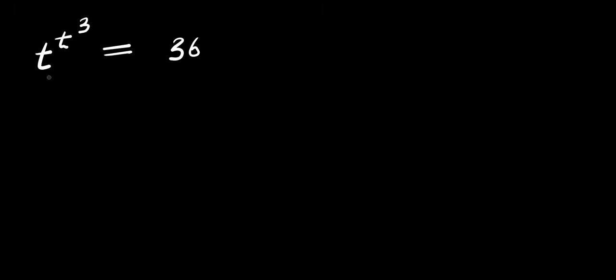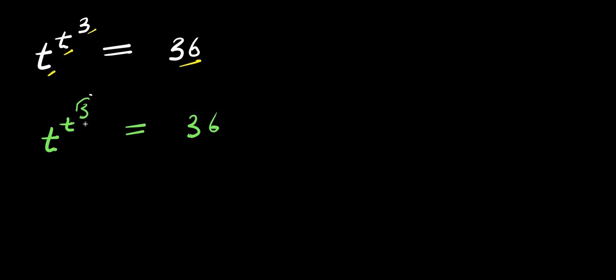Hello, how to solve this: t^3 raised to t^3 equals 36. You are solving for the value of t that satisfies this equation. Now, let's simply recopy this. We have t to the power of t^3, and this equals 36.